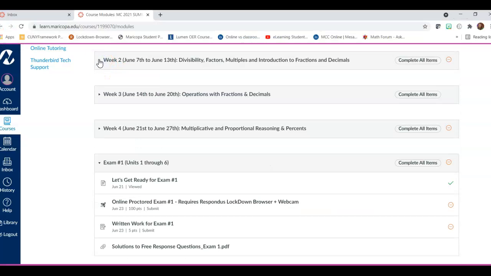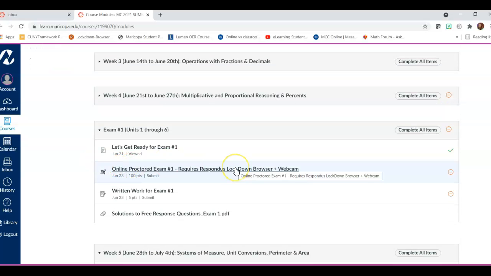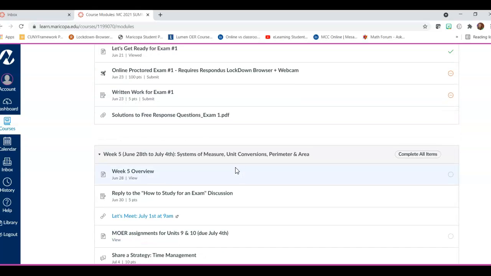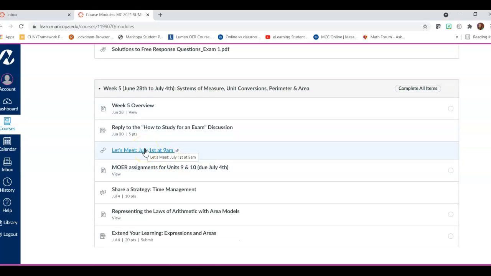So if we go into our Canvas modules for week 5, there are a few things that I want to point out to you. The first thing is that during week 5, we have our Let's Meet session. It's going to be July 1st at 9 a.m. That is Thursday morning at 9 a.m. I've been asking the students that have been coming to the Let's Meet sessions what time of day and what day they would prefer, and it seemed that Thursday morning was a popular choice. So hopefully some of you that have not been to one of the Let's Meet sessions yet, hopefully you can join us for the first time. We would love to have you.